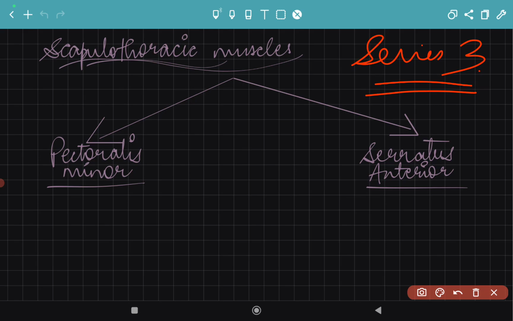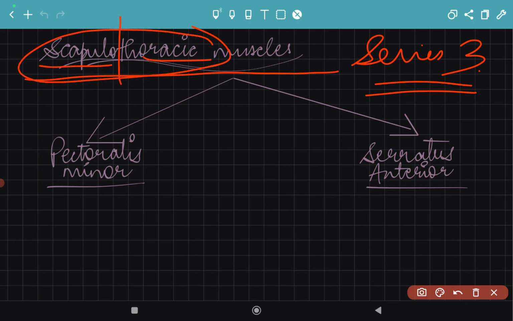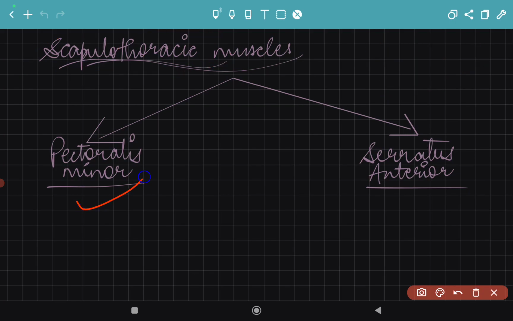In Season 2, we are covering shoulder musculature, muscles attached to the shoulder joint or shoulder girdle. In Series 1 and 2, we covered the rotator cuff muscles. Now continuing with Series 3, where we will learn about scapulothoracic muscles, as the name suggests, the muscles which are attaching the scapula to the thorax. So, scapulothoracic muscles, we have two, pectoralis minor and serratus anterior.